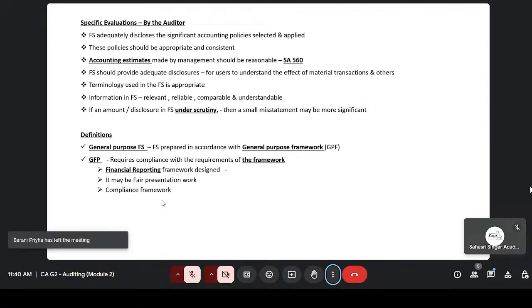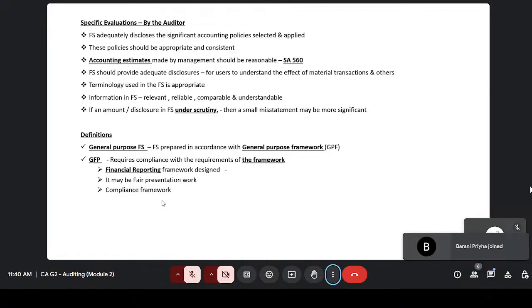Since in this chapter we are dealing with the auditor's report, you make sure that these particular aspects are covered: how it is issued, when it is issued, and what aspects are considered in terms of specific things. What are the definitions, all these things from this chapter's point of view, you have to be very cautious. Now coming back here, specific evaluation. When you say specific evaluation, how has it been evaluated?